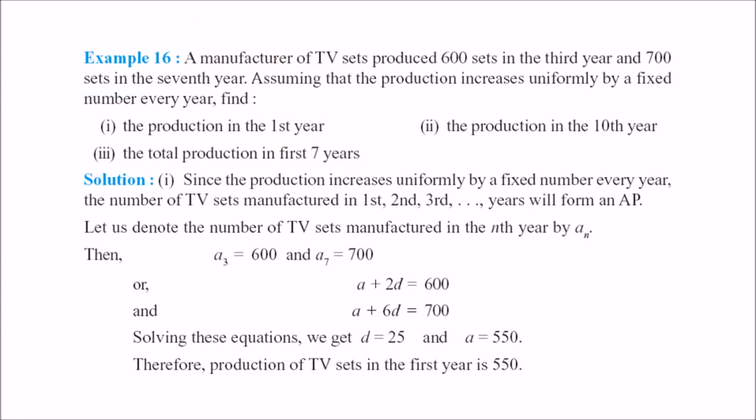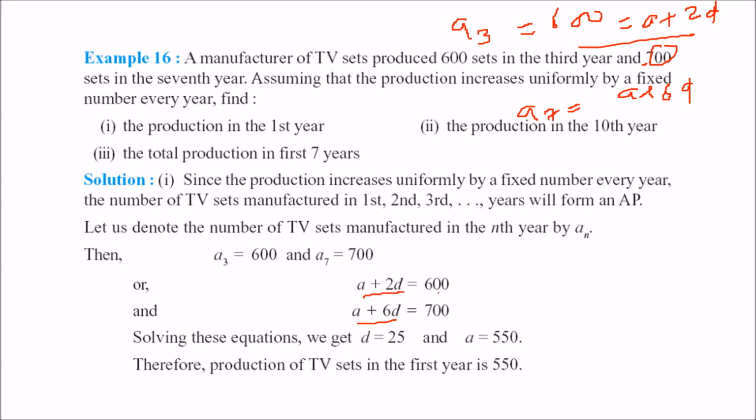Next, a manufacturer of TV sets produced 600 sets in the third year. So A3 is given as 600. And we can directly write it as A plus 3 minus 1, that is 2D, equal to 600. Similarly, in the seventh year the production is 700. So A7, what is this? A plus 7 minus 1 into D, that is A plus 6D. So A plus 6D is 700.